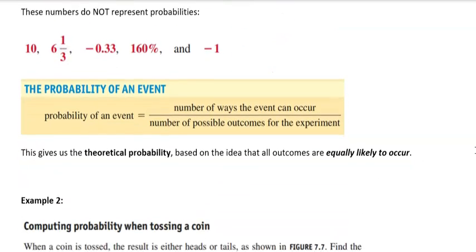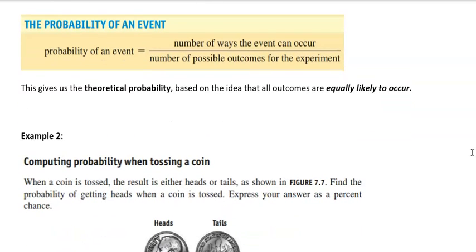All right, so the way we figure out a probability of an event happening is we look at the number of ways the event can occur, all the ways it could possibly occur, divided by the number of possible outcomes of the experiment itself. Okay, so ways the event could occur divided by outcomes for the experiment.